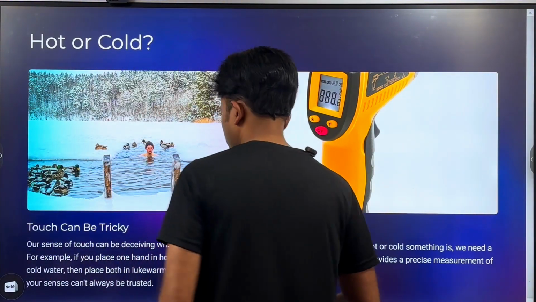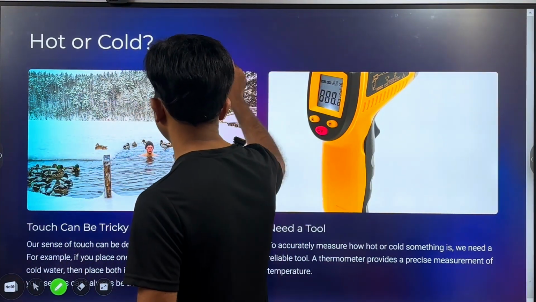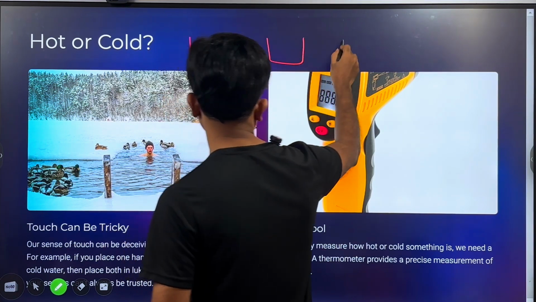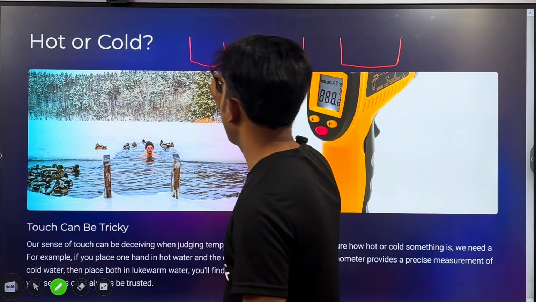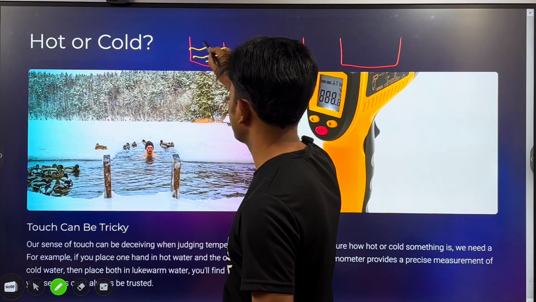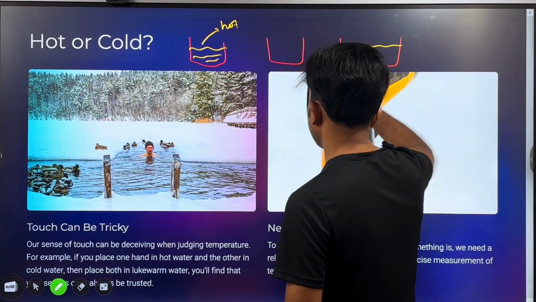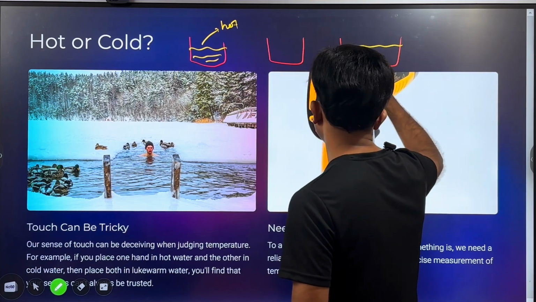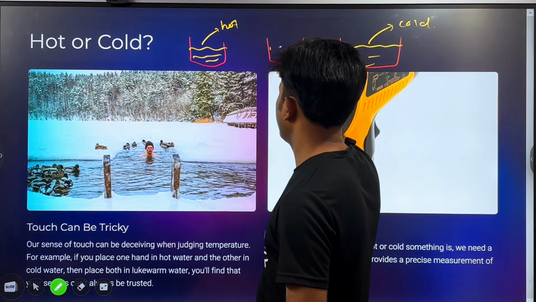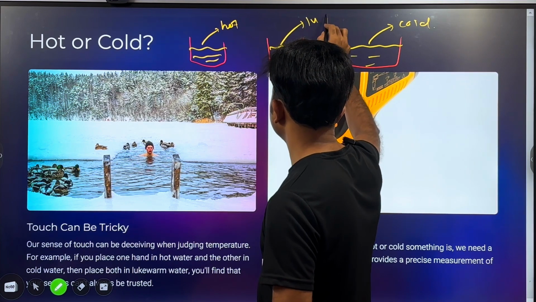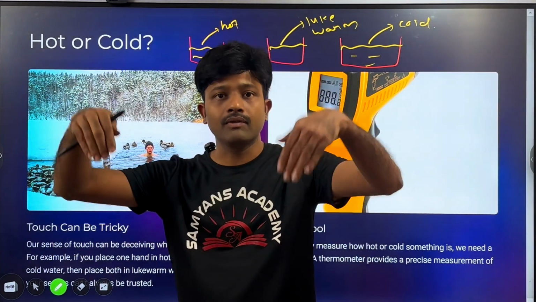To perform this activity, we are taking three beakers. The first beaker consists only of hot water, and the third beaker consists only of cold water. In between we have the lukewarm water. Just place your hand one by one like this.